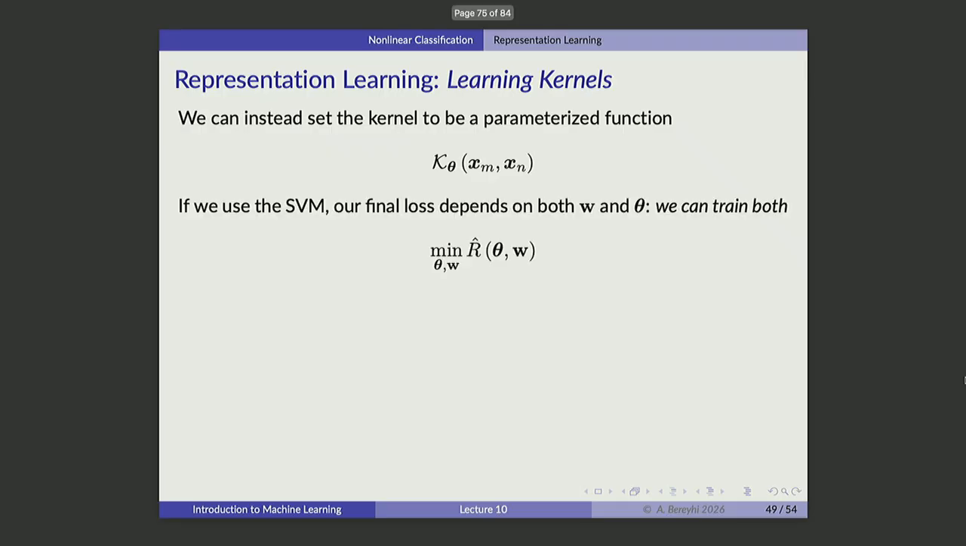So the idea here is that you specify this theta, then you tune that. And if you want to tune it, we can get back to that risk minimization idea, and we write down the risk that we compute. And now this risk depends on both the coefficient of the classifier, W, and those parameters that we leave tunable inside the kernel.